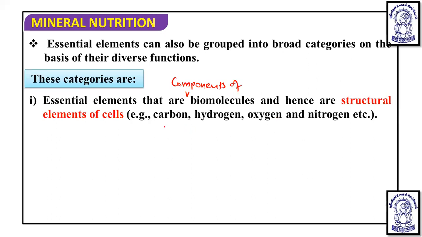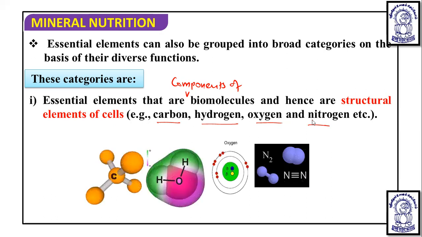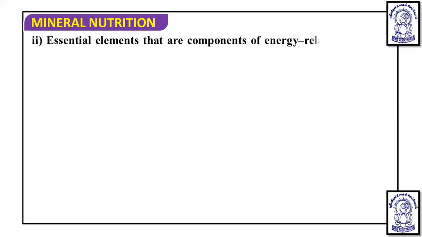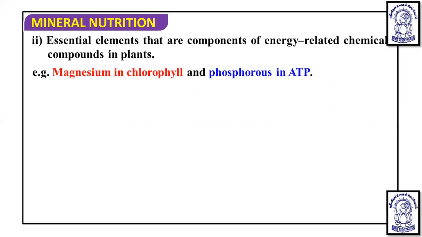If we talk about this structural element, it is carbon, hydrogen, oxygen, and nitrogen, which are involved in making a biomolecule or a structural component of the cell. So that is the first category. Next, the second category is the essential elements that are components of energy related compounds. They are essential for biomolecules, but apart from that, they are also components of energy related compounds in the plant. Two elements are involved in such mechanism: magnesium is a part of chlorophyll, and phosphorus is a part of ATP. So these both are energy related compounds.